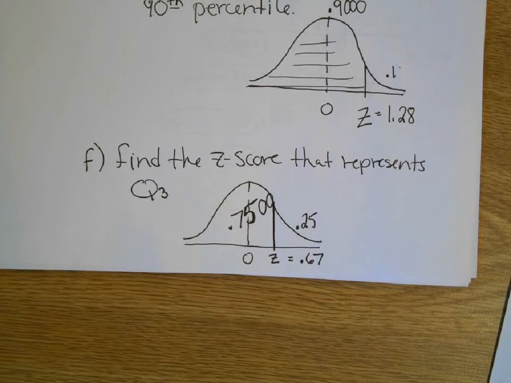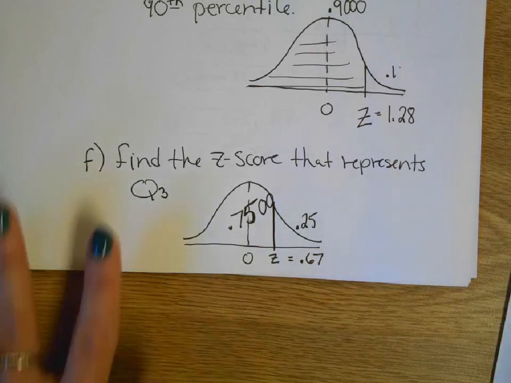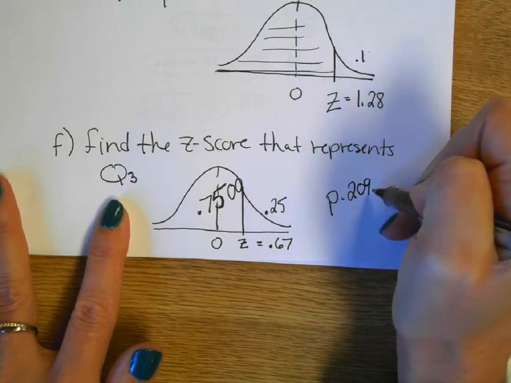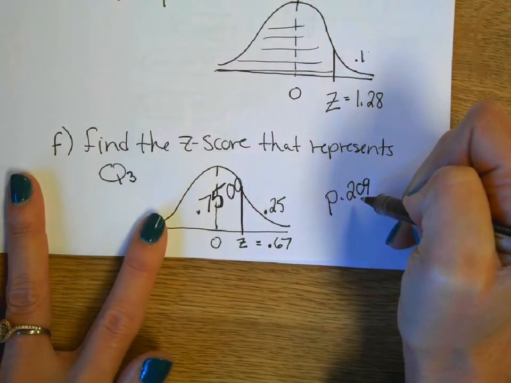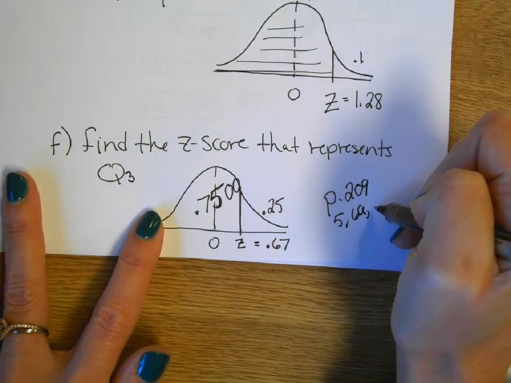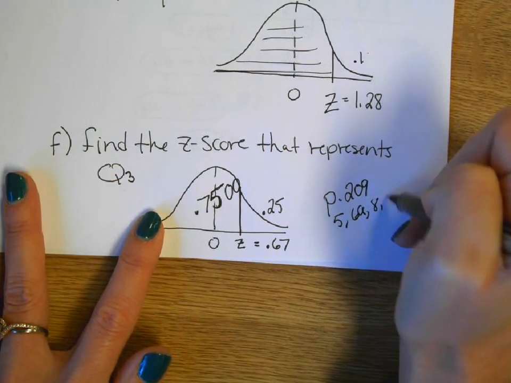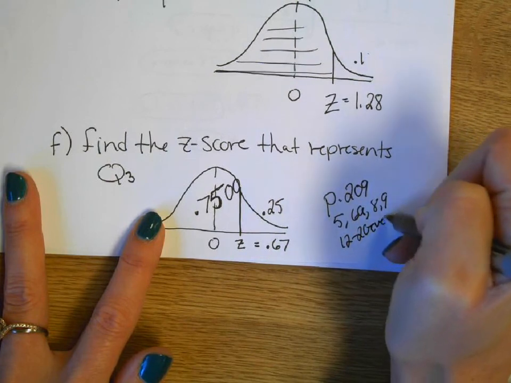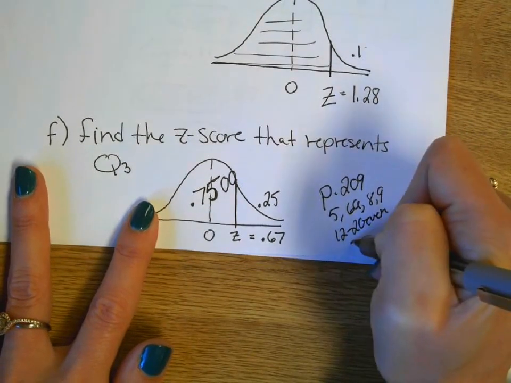About time. Good area between. Okay, you've got for homework page 209, 1 through 2, 5, 6A, 8, 9, 12 through 20 even, and 38 to 52 even.